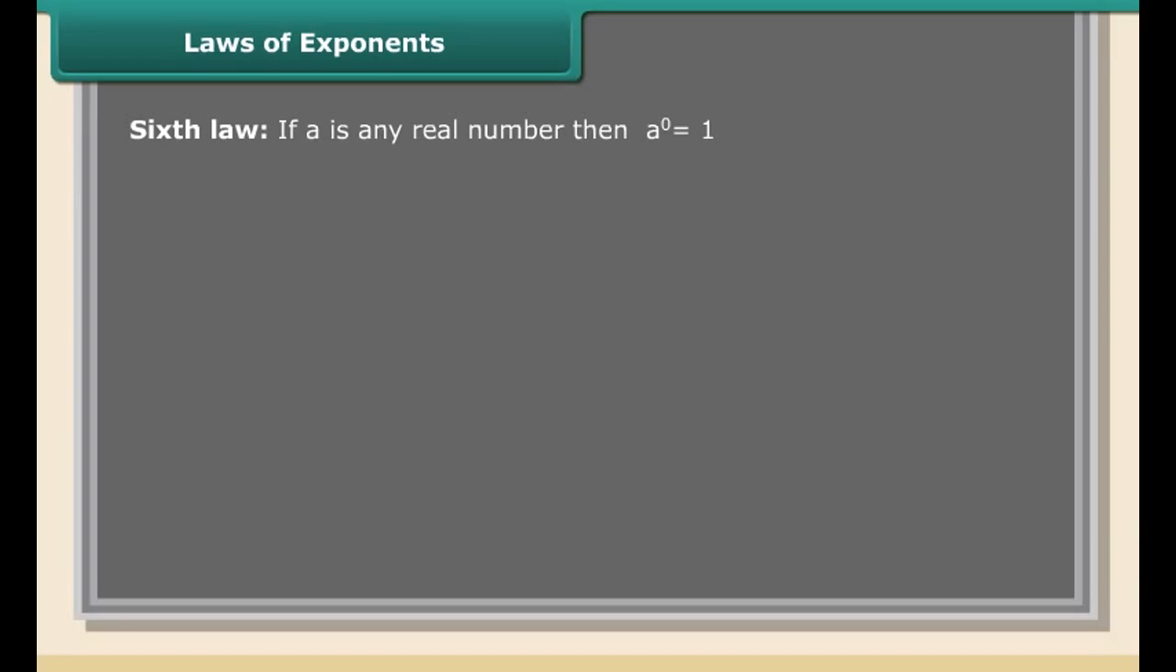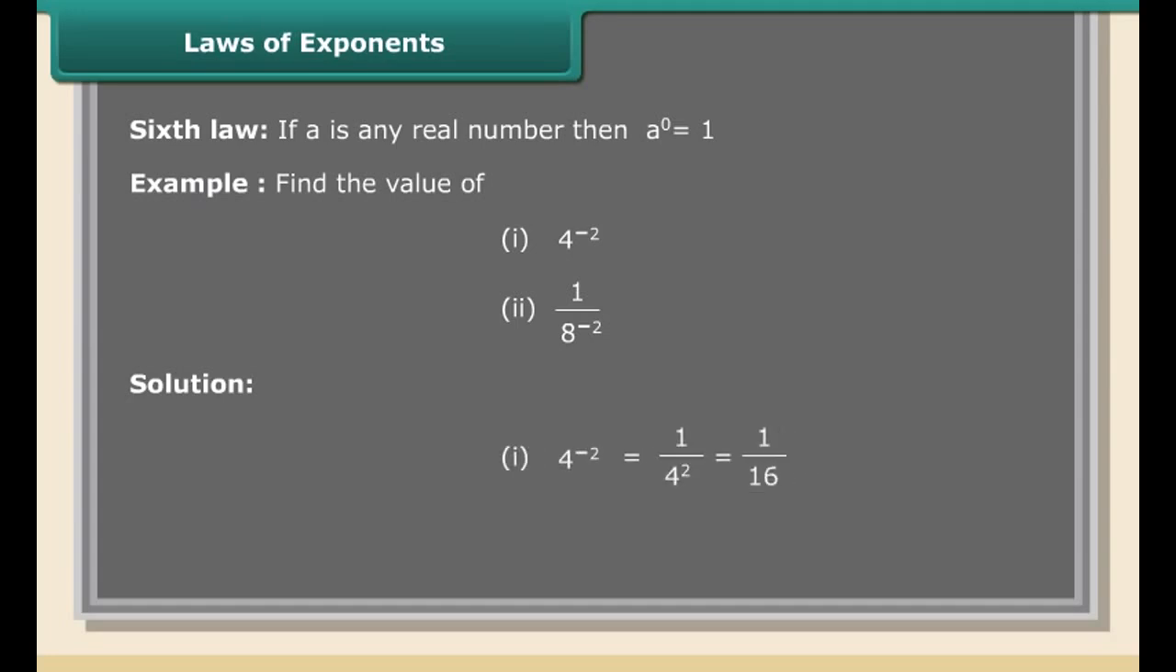Example. Simplify 6^4. Solution. 6^4 is equal to (2 into 3)^4, which is equal to 2^4 into 3^4.